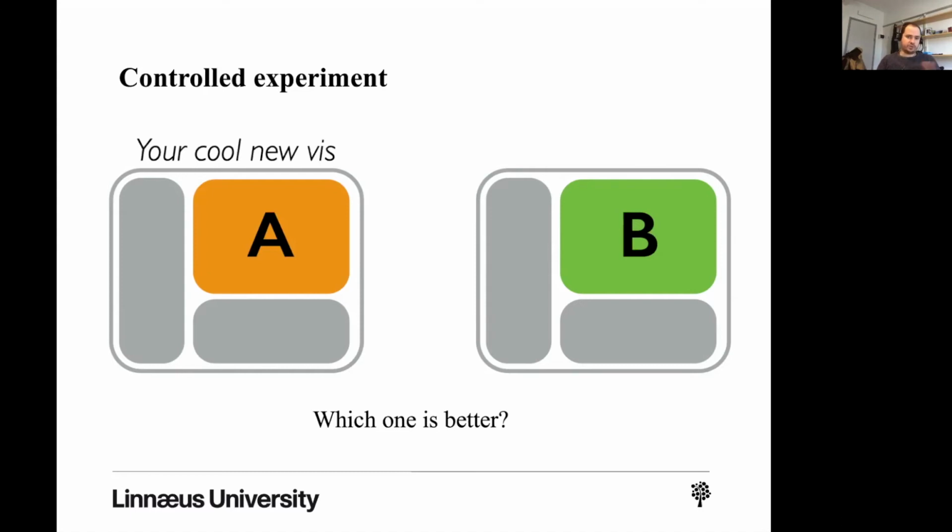You have your cool new visualization that you proposed, letter A. You have letter B, which is something that's already out there, but also something that is comparable to what you're proposing. And it should be the state of the art, because why would you compare to something that's not the state of the art, right?